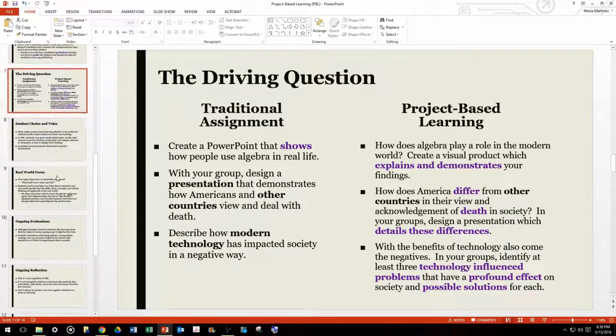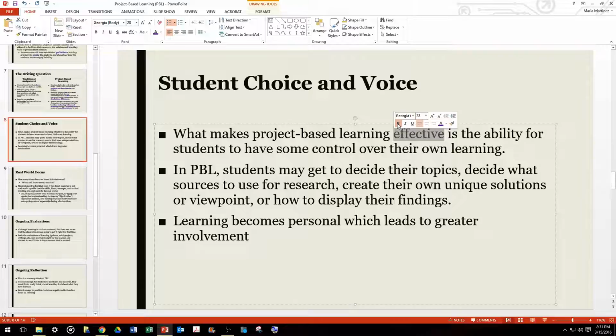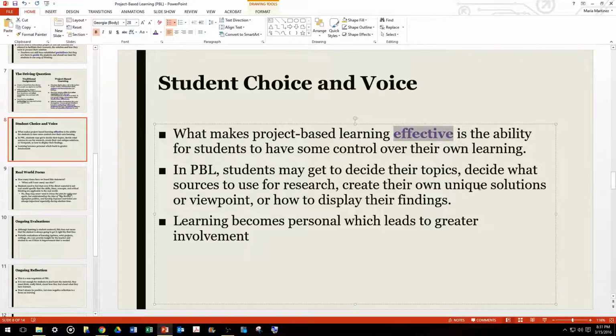So let's take a look at some of these other components. So we have student choice and voice, which we've looked at in the previous assignments. This is what makes project learning so effective. This idea of student choice and voice, because what it does is it gives students control over their own learning. They feel much more involved because they get to have a lot of decision making in their process. So the learning becomes much more personal because they have this control. And of course, because it becomes so personal, it does lead to greater involvement.